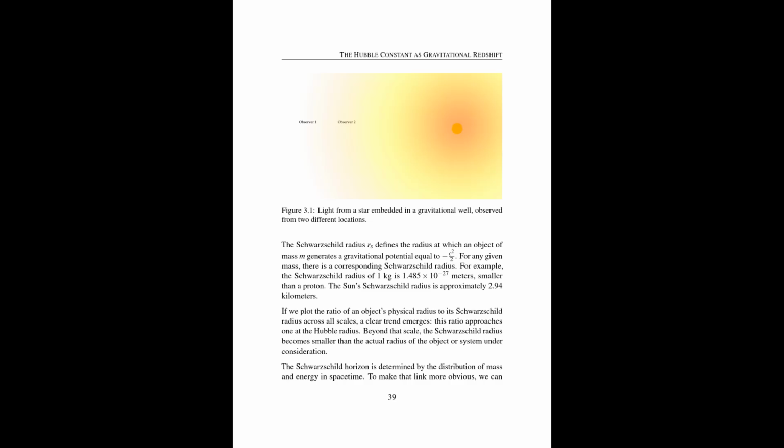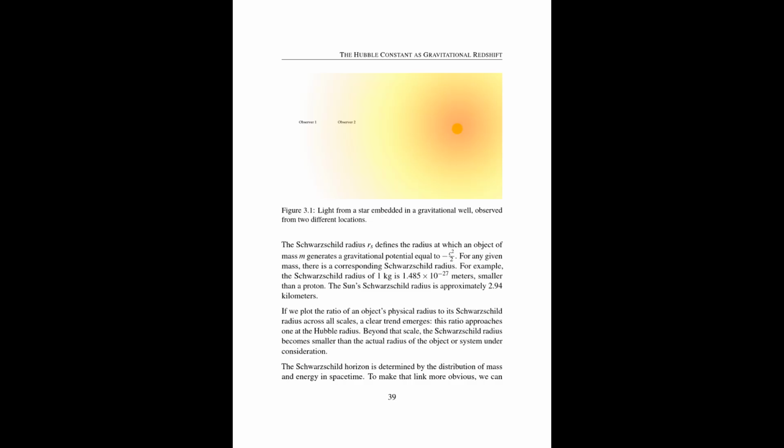If we plot the ratio of an object's physical radius to its Schwarzschild radius across all scales, a clear trend emerges. This ratio approaches 1 at the Hubble radius. Beyond that, the Schwarzschild radius becomes smaller than the actual radius of the object or system under consideration. The Schwarzschild horizon is determined by the distribution of mass and energy in spacetime.